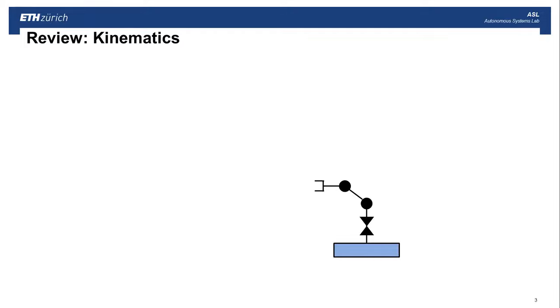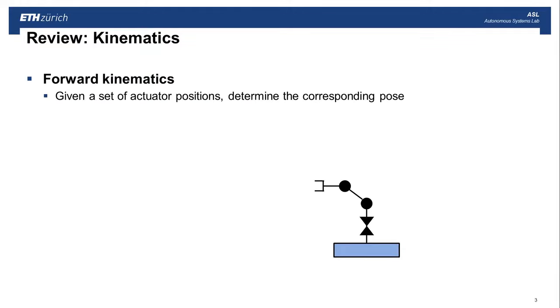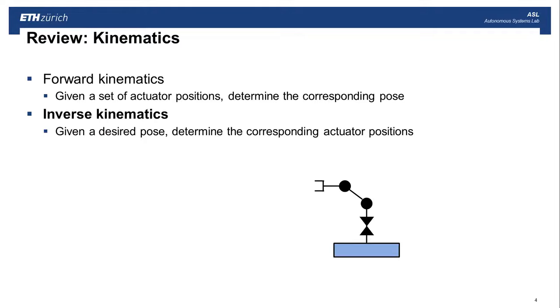As we've seen in the context of manipulator kinematics, both the forward and inverse kinematics problems are well posed. So forward kinematics, recall, is given a set of actuator positions, determine the corresponding pose of the end effector. And inverse kinematics, given a desired pose of the end effector, determine the corresponding actuator positions.